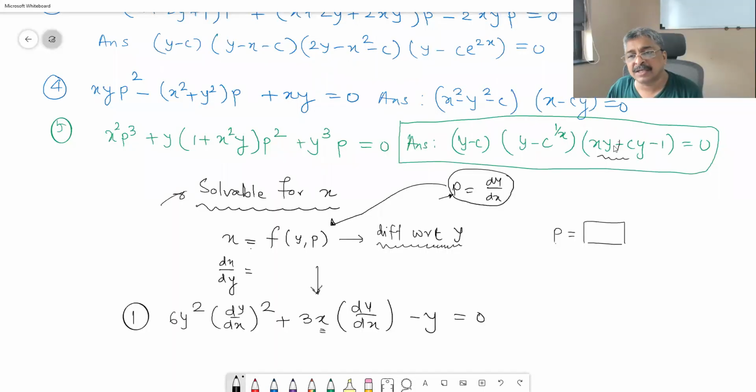Correction in the last answer. It seems there should be a plus in between, xy plus cy minus 1.